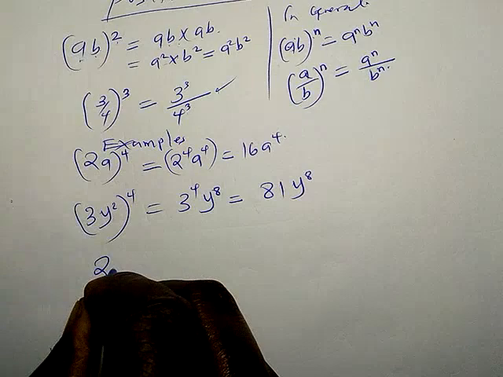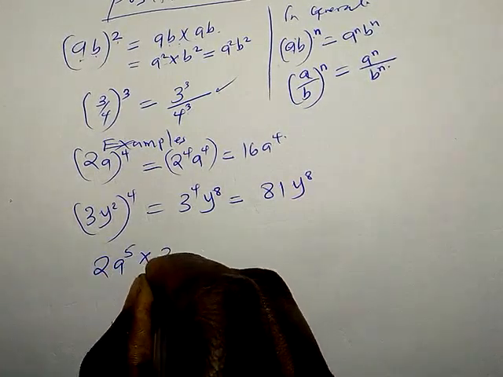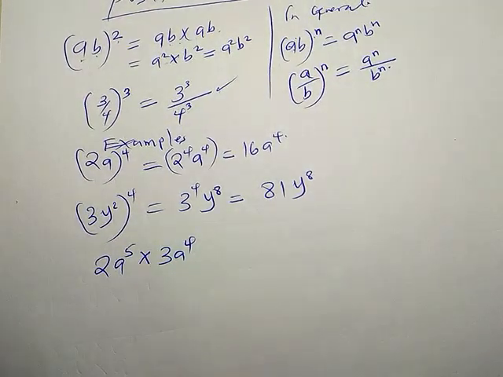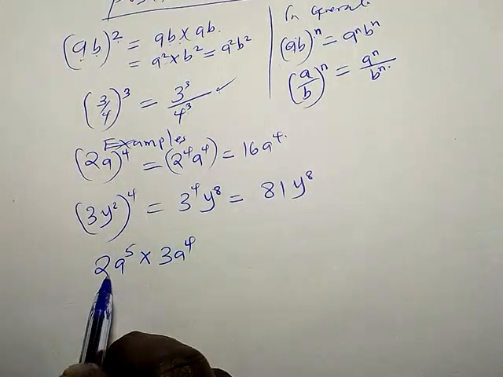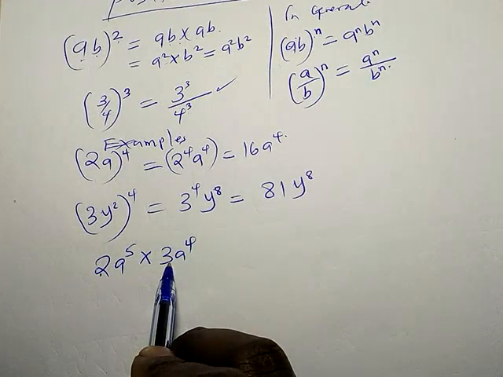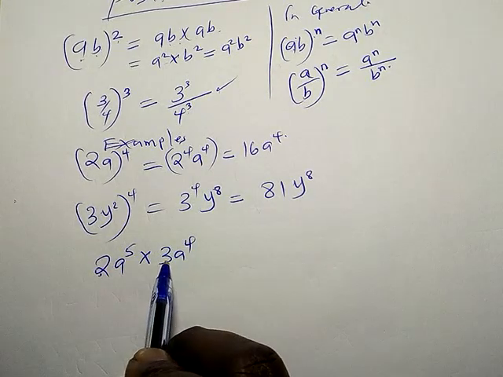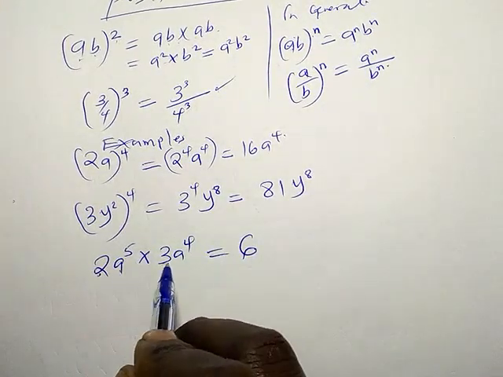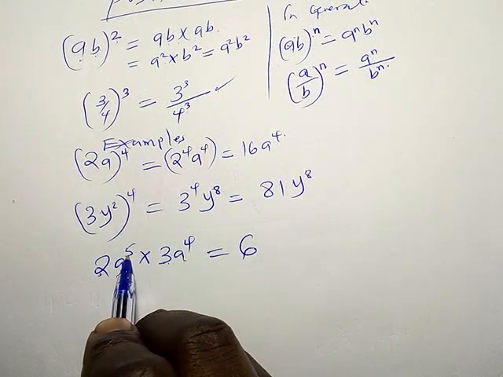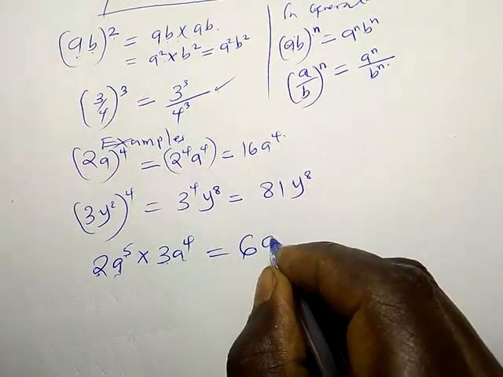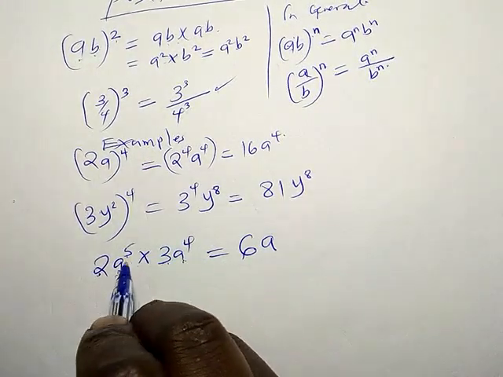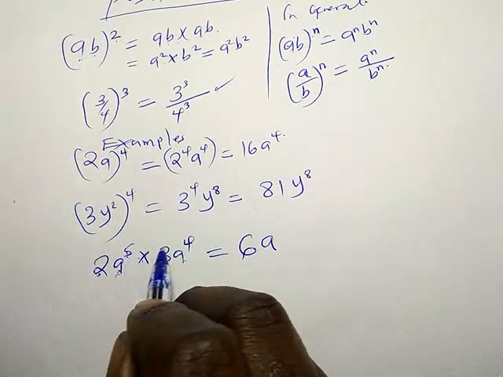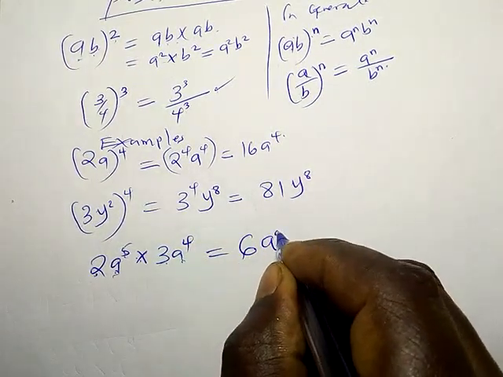Another good example is (2a) raised to power 5 times (3a) raised to power 4. This is a number and this is a number, so 2 times 3, nothing changes, we have 6. This is a and this is a, the bases are the same, power 5 and power 4. Now it is multiplication. What do we do with the powers? We add 5 plus 4, 9. So the answer is 6a^9.